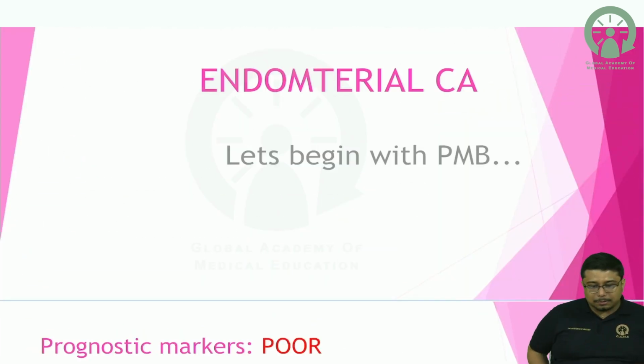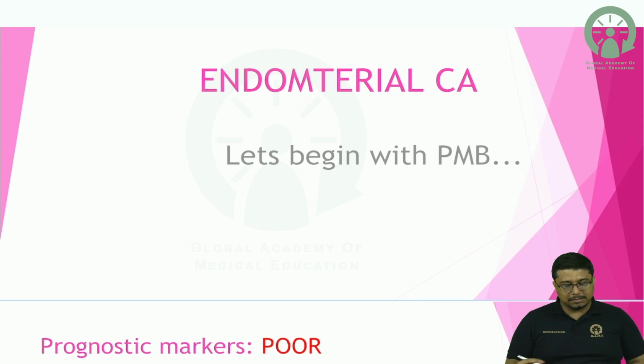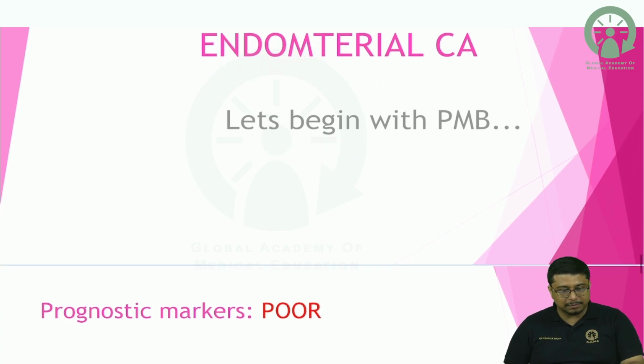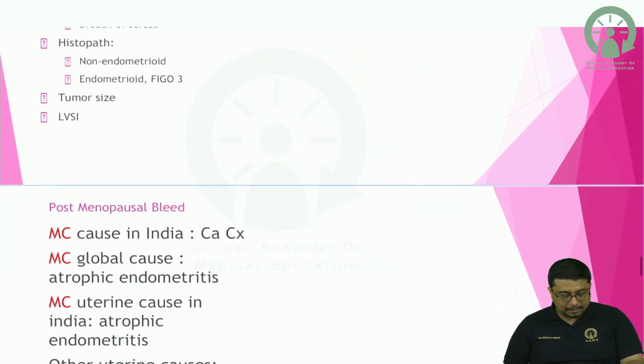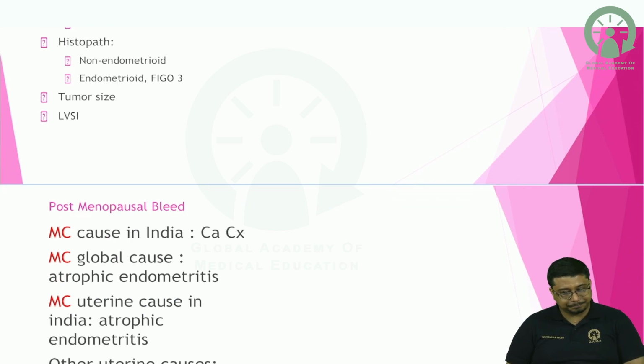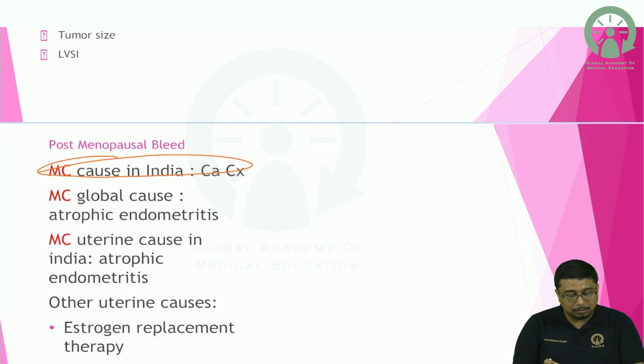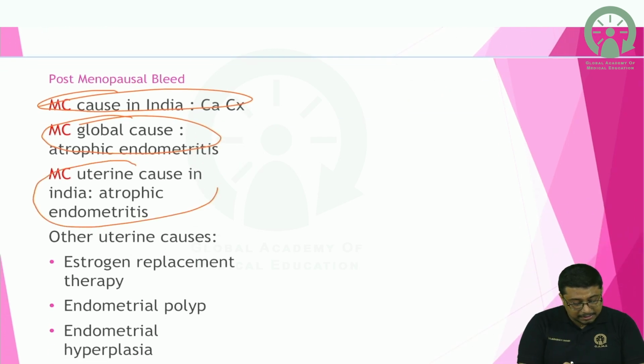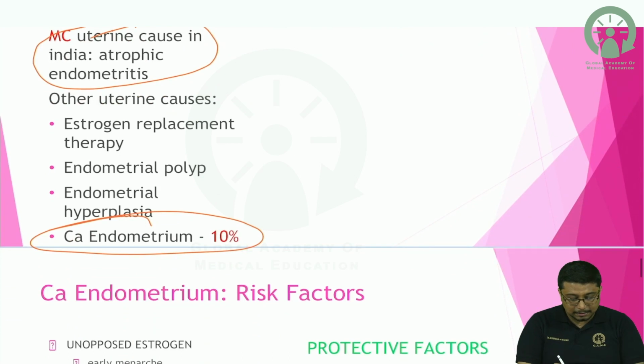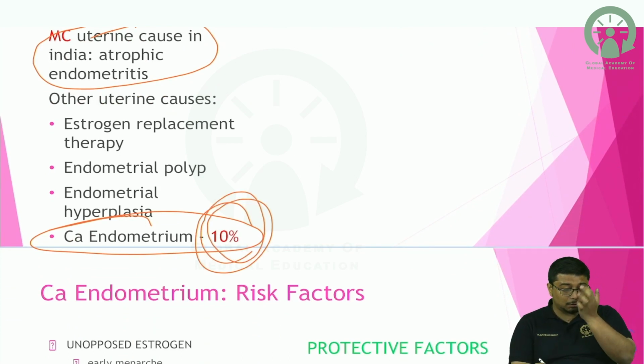Okay. So, starting with gynecological oncology, endometrial cancer. Endometrial cancer usually presents with postmenopausal bleeding. There are certain things we will see. First, let us discuss postmenopausal bleeding. The most common cause in India is CA cervix, not CA endometrium. Most common global cause is atrophic endometritis. Most common uterine cause in India is atrophic endometritis. And CA endometrium is seen in 10%. So this number is very, very important, 10%, that you should always know.